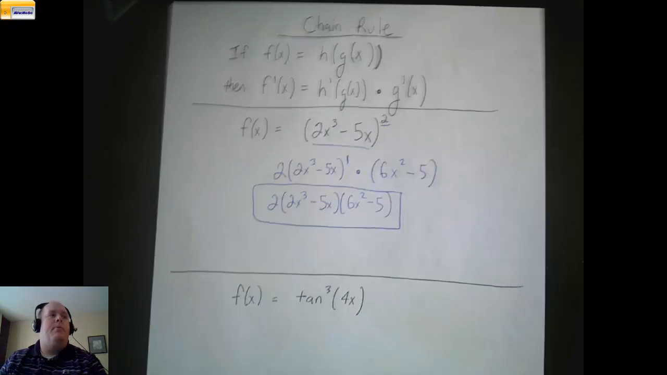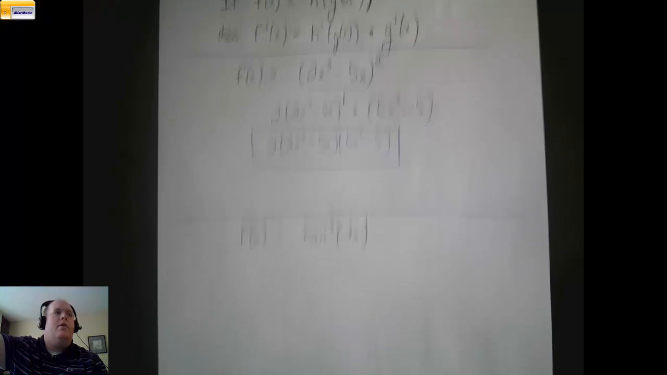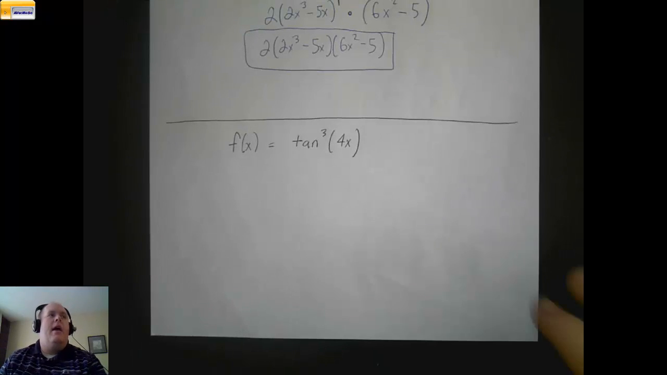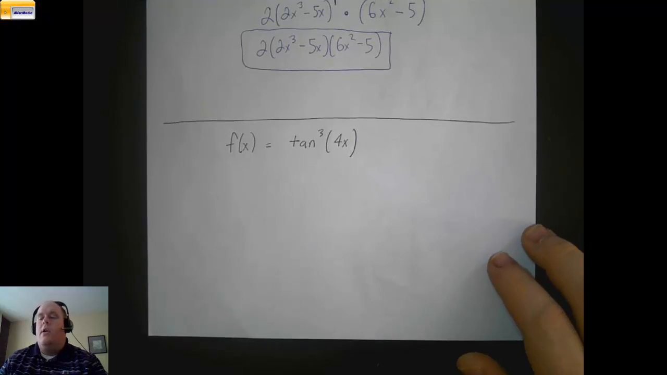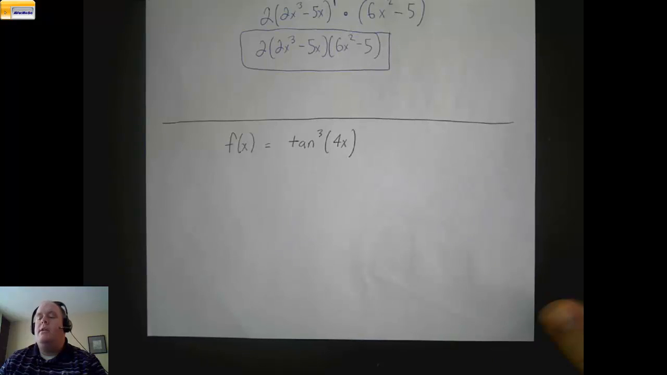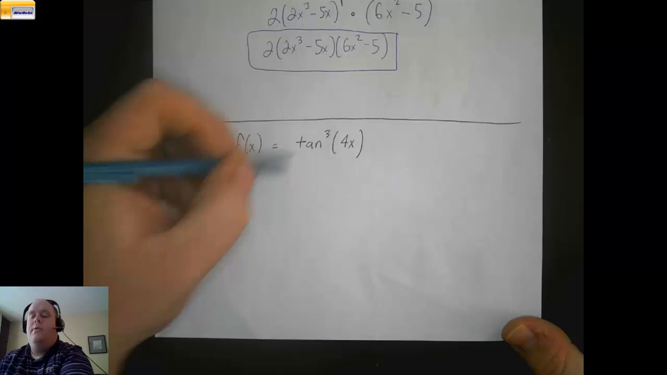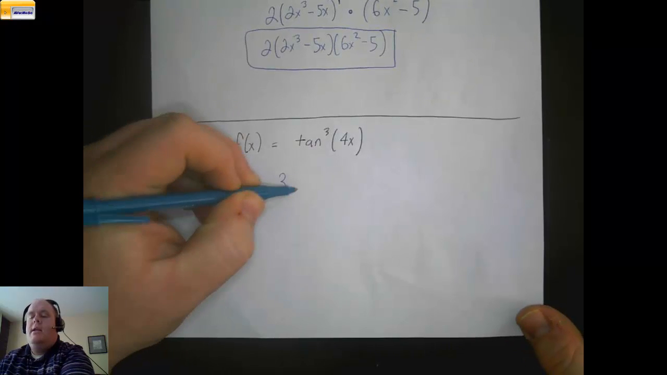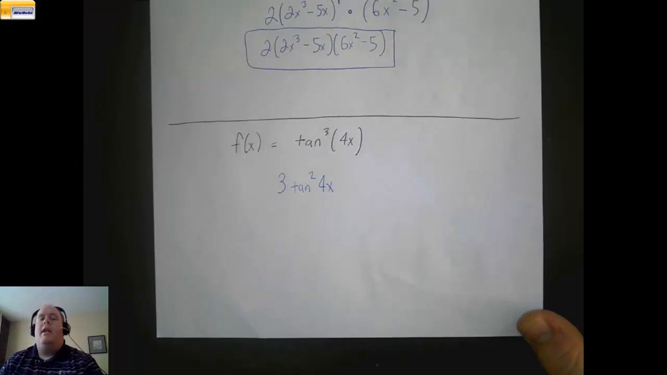The examples people tend to have a hard time with sometimes are when trig is involved. So I have this one right here. F of x is the tangent cubed of 4x. So we're going to do the same thing here. The way we get started is the exponent is going to decrease by 1 after we bring it out front, and it becomes a coefficient. So it's going to be 3 tangent squared of 4x. But that's just the derivative of the outside, leaving the inside alone. What I also need to do is take the derivative of the inside.